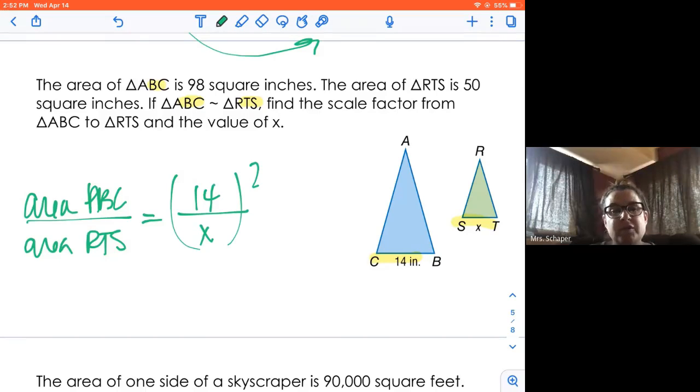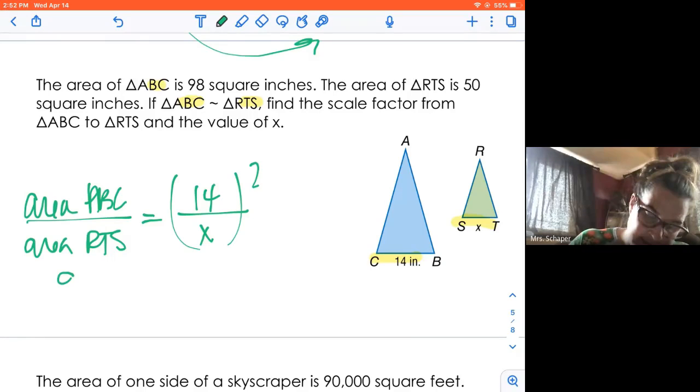All right, so the area of ABC is 98. The area of RTS is 50, and that's equal to 14 squared over X squared. So 14 times 14 times 50. So 9,800 is equal to 98X. The product of 50 and 14 squared is 9,800.